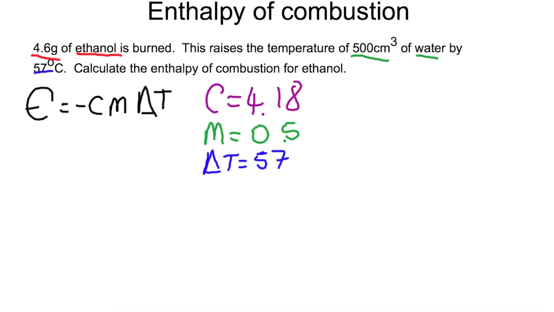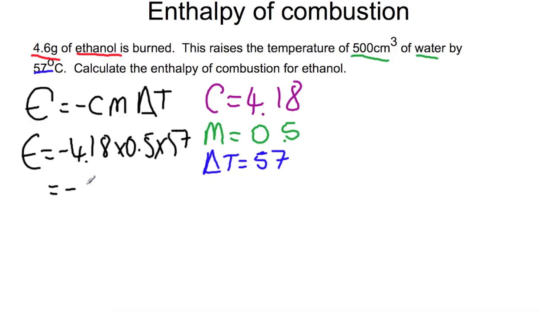Okay, so we're going to put these numbers into our equation. So we have E equals negative 4.18 times 0.5 times 57. And if we do that, we get a value of negative 119.13 kilojoules. Now that's not kilojoules per mole because we haven't burned a whole mole of ethanol, we've only burned 4.6 grams. So the second part we have to look at is how many moles of ethanol did we burn.